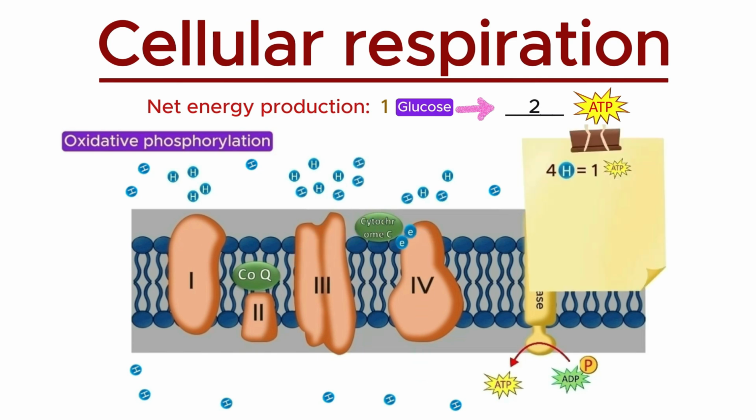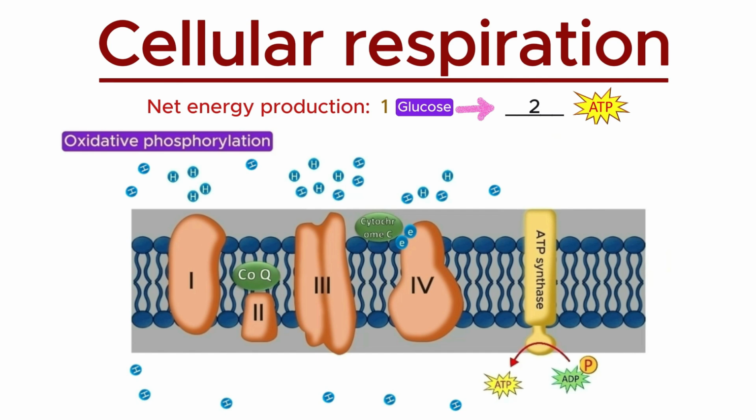Since 4 protons are required to generate 1 ATP molecule, the oxidation of 1 FADH2 molecule results in the production of approximately 1.5 ATP molecules. Similarly, 2 FADH2 molecules produce about 3 ATP molecules. So, by the end of the third stage, the 12 electron carriers, 10 NADH and 2 FADH2, collectively produce a total of 28 ATP molecules.